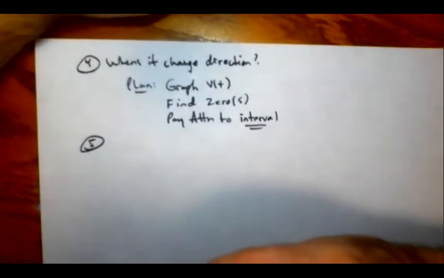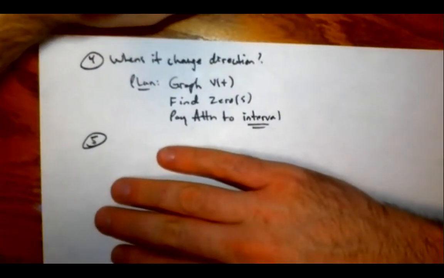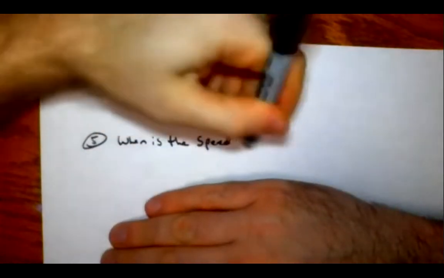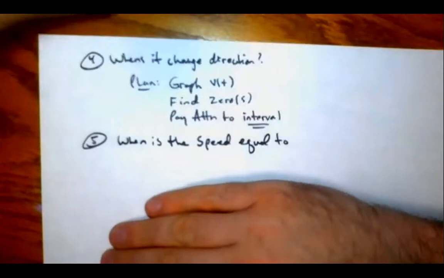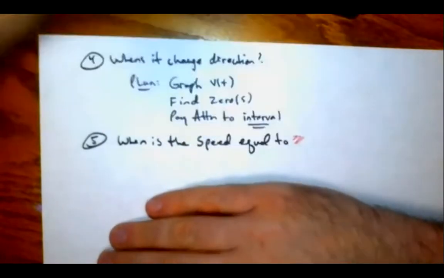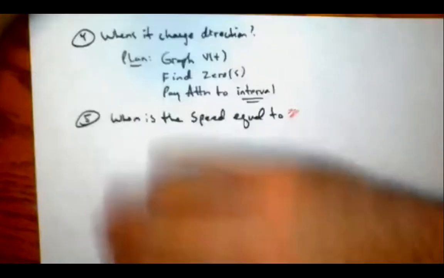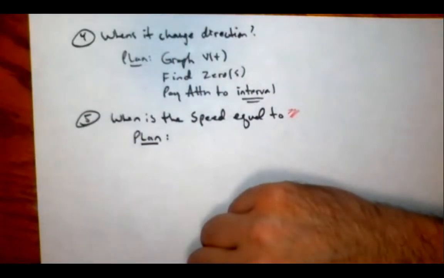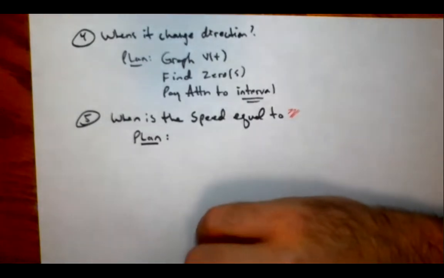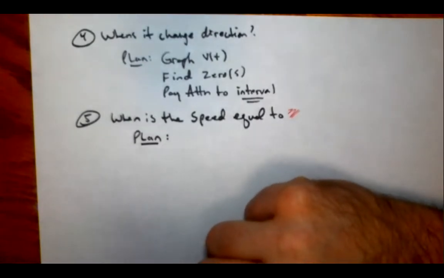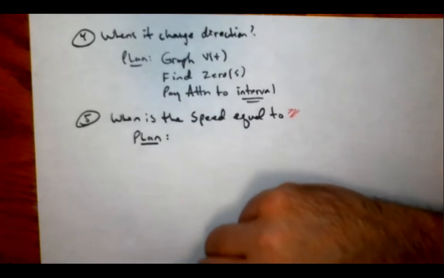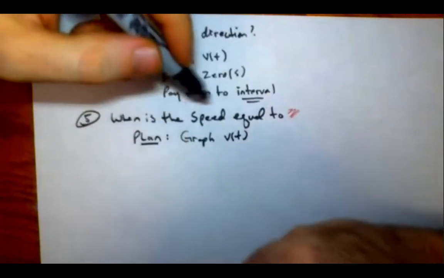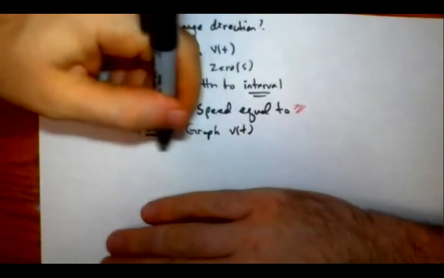Okay, next, it might tell you, when is the speed equal to whatever. Red scribble for whatever. All right, what's the plan? Did one of these earlier tonight. You're gonna graph it again. You're gonna graph v of t, and then what else do we graph? We graph the tracer problems, right?